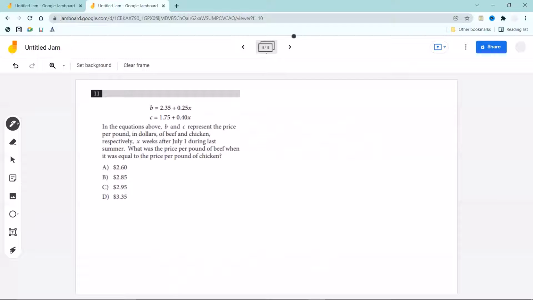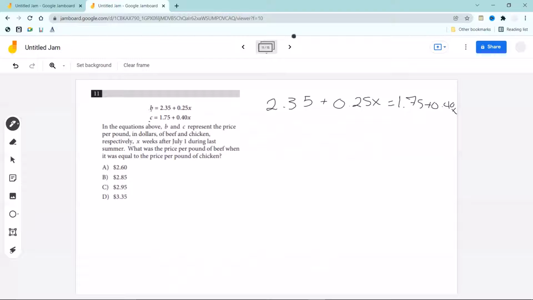So the first way to approach this problem is, okay, well, B has to be equal to C, right? There's x's in both of them. Don't worry, that's going to get sorted out. But we know that B is equal to C. So let's make that clear. 0.25x is equal to 1.75 plus 0.40x.